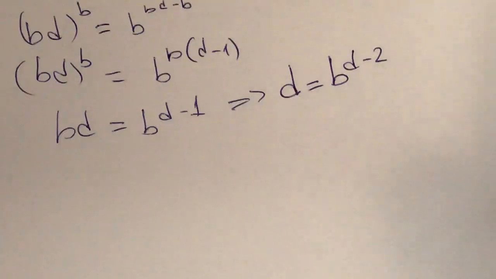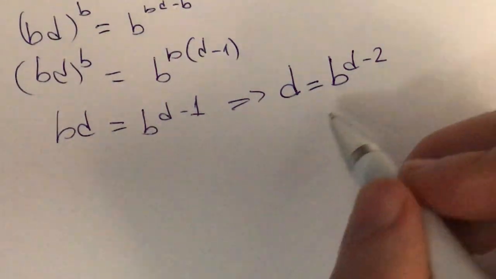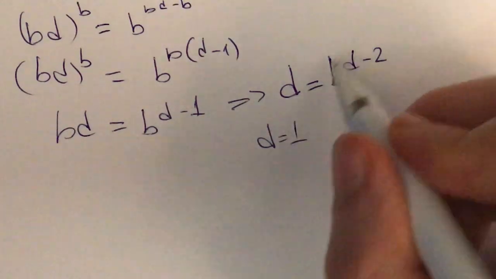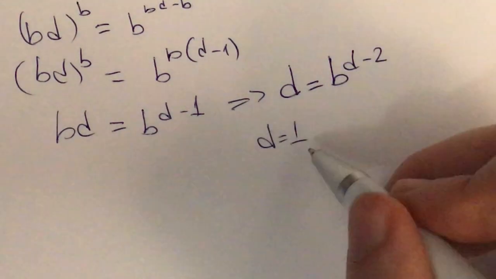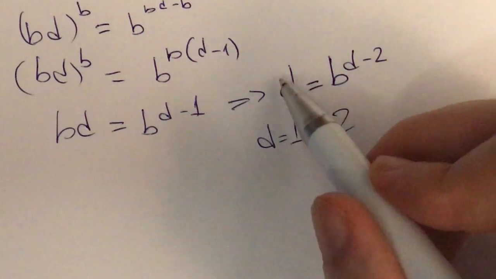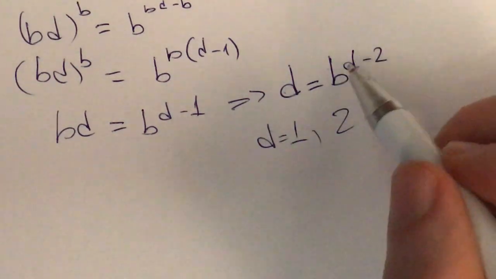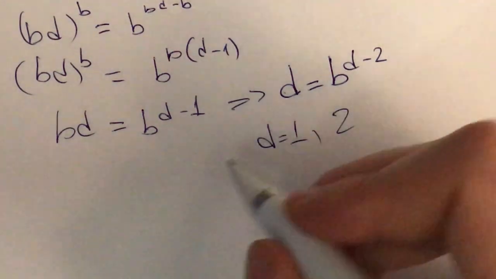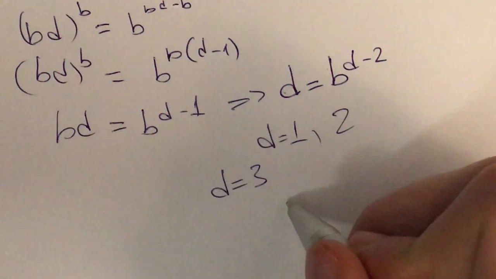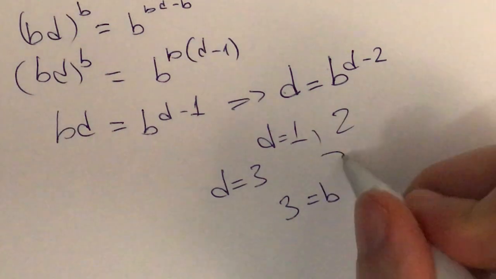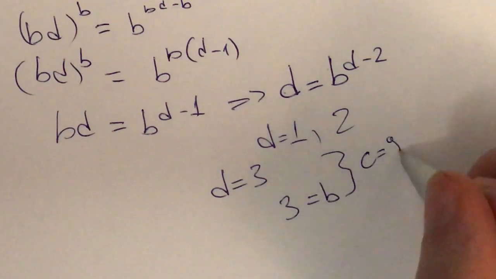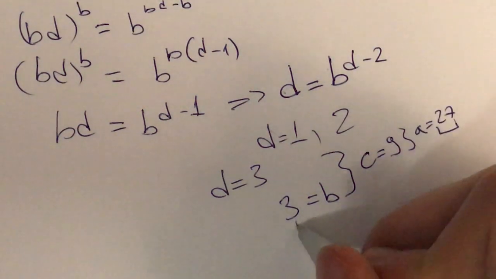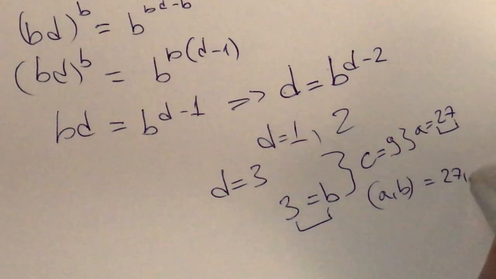Well, you ain't got much here. The only thing you can really do is check cases, namely for d equals 1, we get 1 is equal to 1, but we're not looking for those solutions. For d equals 2, we get 2 is equal to b to the power of 0, which means nothing to us, that's 1, so we get a contradiction straight away. For d equals 3, we get 3 is equal to b, which then implies that c is equal to 9, which implies that a is equal to 27. So we get a new solution, (a, b) being (27, 3).